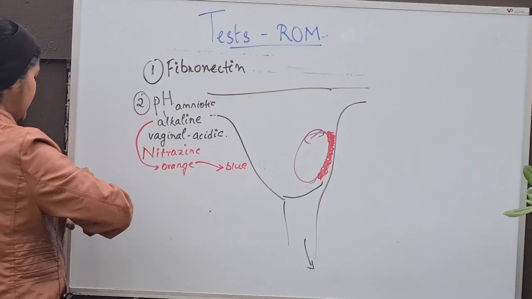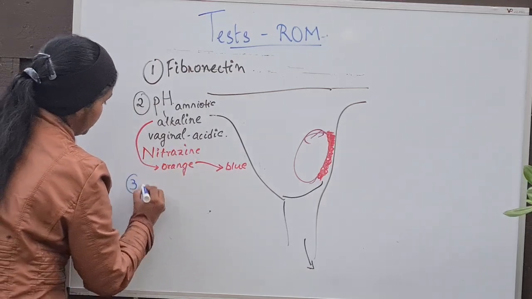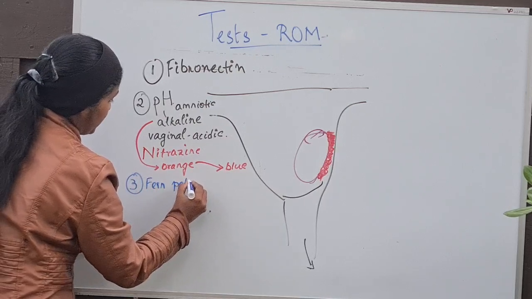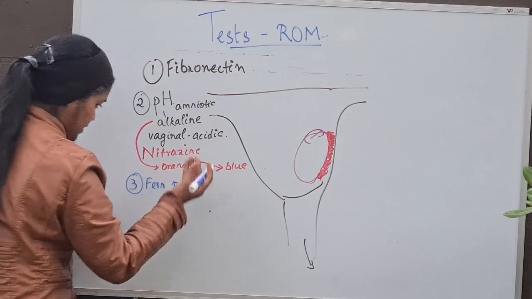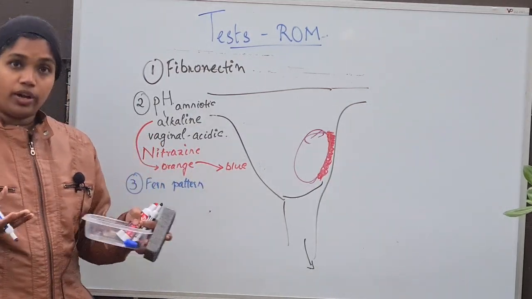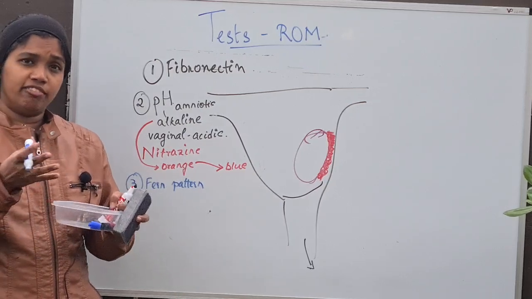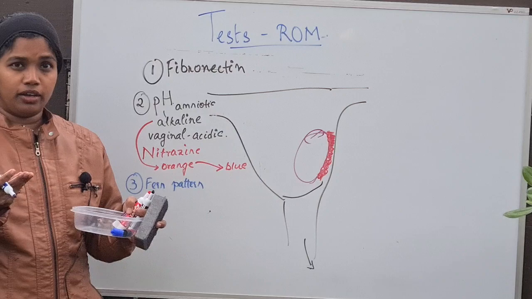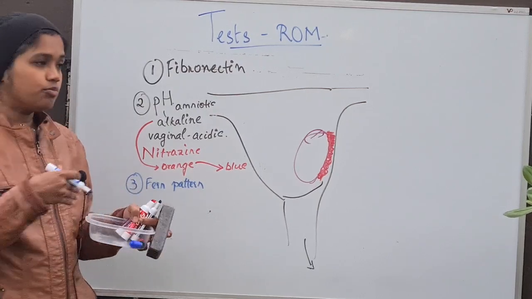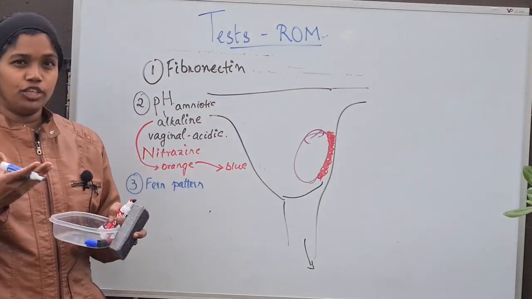And the third thing by which we can diagnose rupture of membrane is the fern pattern. We need to collect the fluid, the secretion, allow it to dry, and then view it under the light microscope. If we see a fern pattern or a feathery pattern once it is dried, like salt being deposited, then it most likely is amniotic fluid. That's how amniotic fluid generally presents.